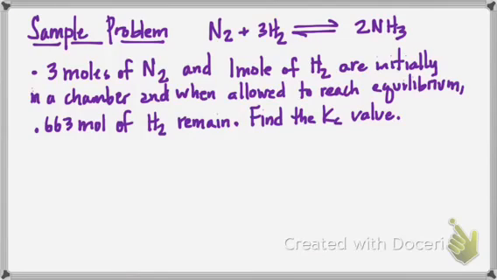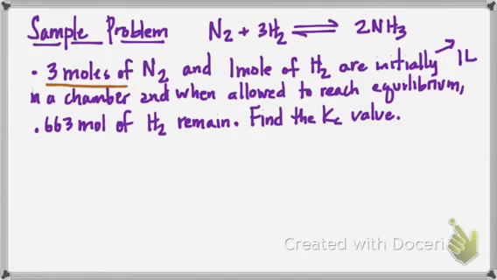So in this particular problem, you've got 3 moles of N2 and 1 mole of H2 initially in a chamber, and when allowed to reach equilibrium, 0.663 moles of H2 remain, and it's asking you to find the Kc value. Now, one thing I did not put in here that's exceptionally important is that the container is a 1 liter container, and that is huge. It's not always going to be 1 liter, but in this particular case I'm putting it as that just to make it a little bit easier.